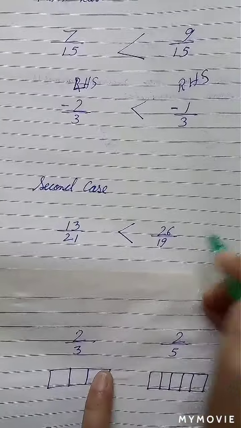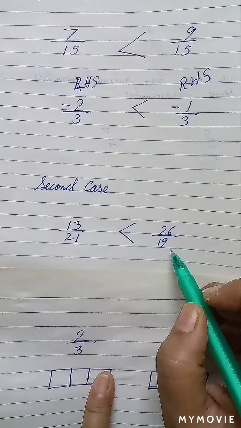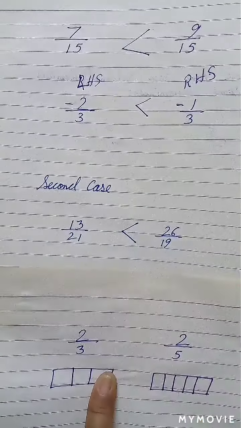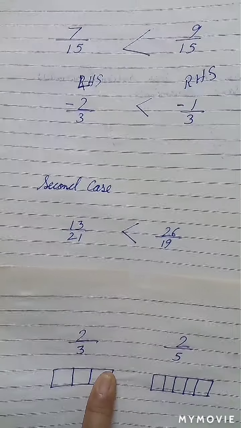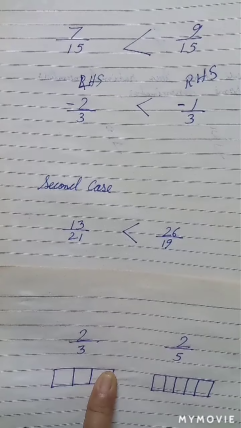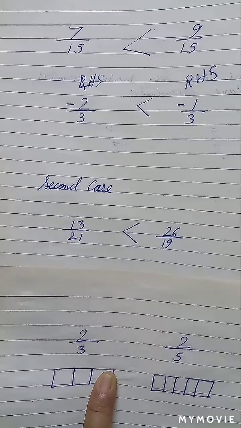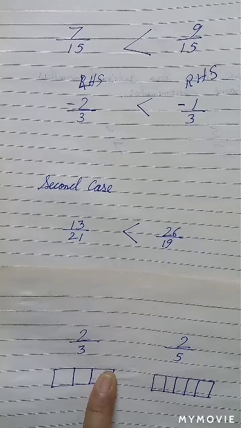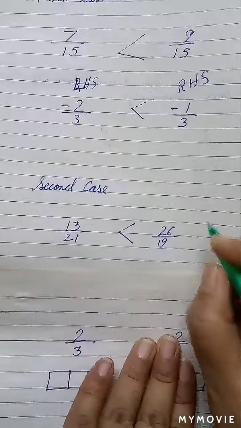So in this case, 26 by 19 is greater than 13 by 21. We know, students, that the value of a proper fraction is always less than 1, and an improper fraction is more than 1. This is 19 by 26.